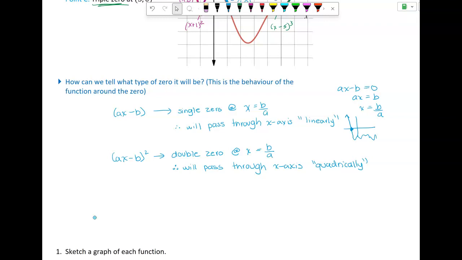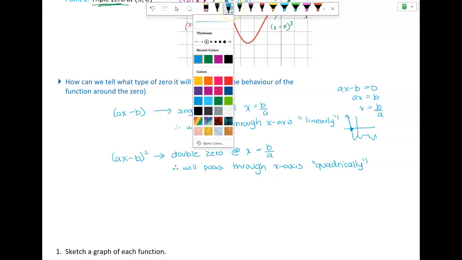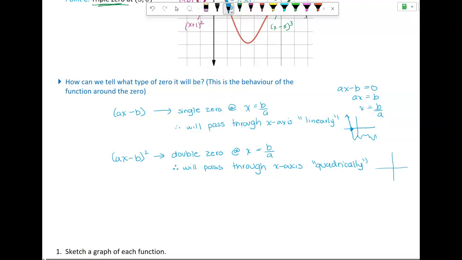So as I was saying, (ax - b)^2 creates a double zero at x = b/a, and this will pass through the x-axis in a quadratic fashion. So for example, it will go towards the x-axis and bounce right back, kind of like a U shape, and hit the x-axis one time there. Okay? When I say passes through, I really mean that it bounces off.